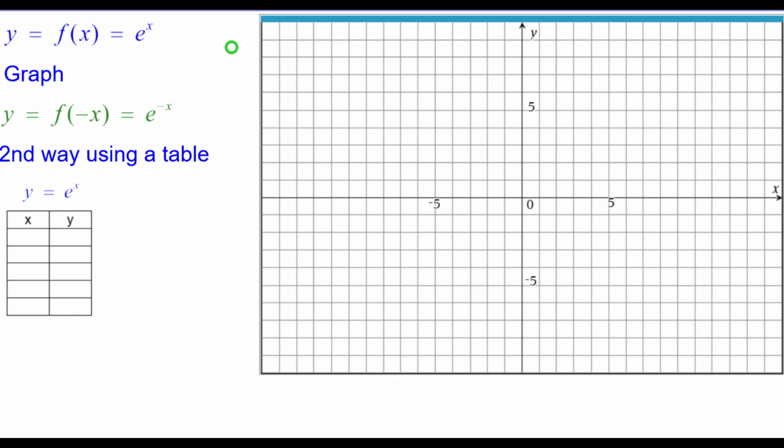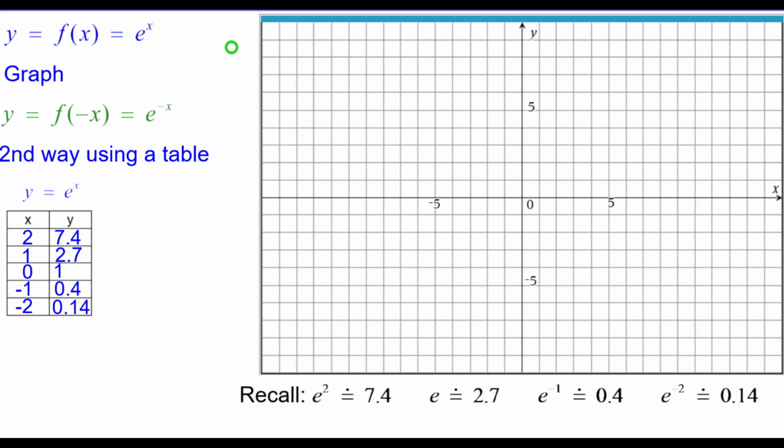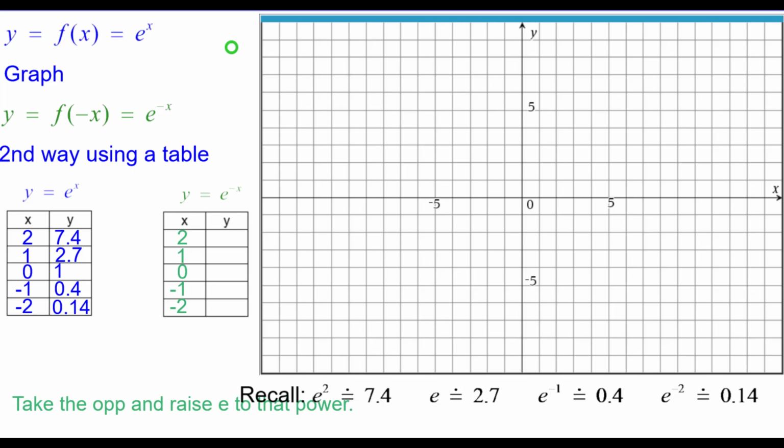Second way, using a table. These are our values from the table that we know, starting with the same x values. Remember, we're going to take the opposite and raise e to that power. So e to the opposite of 2 is 1 over e squared, which is 0.14. So we plot 2, 0.14.